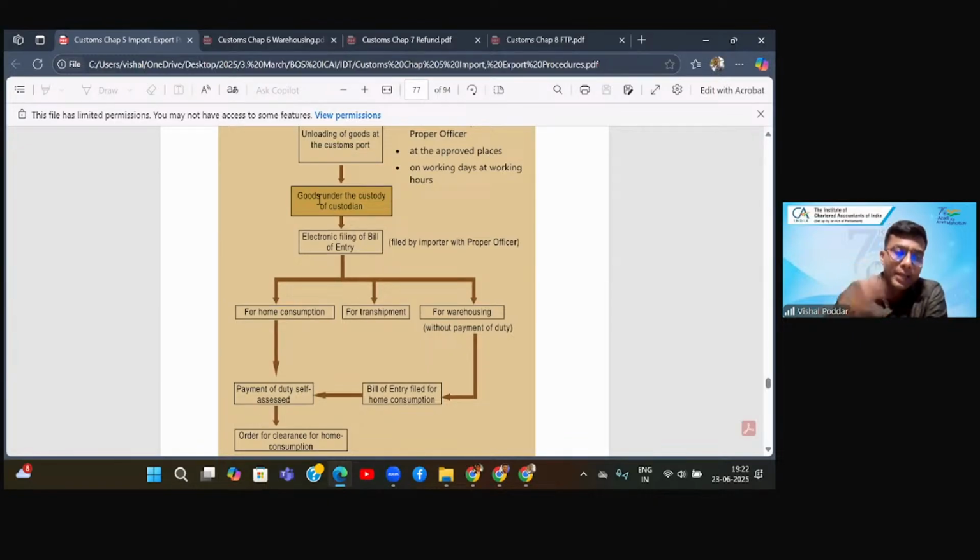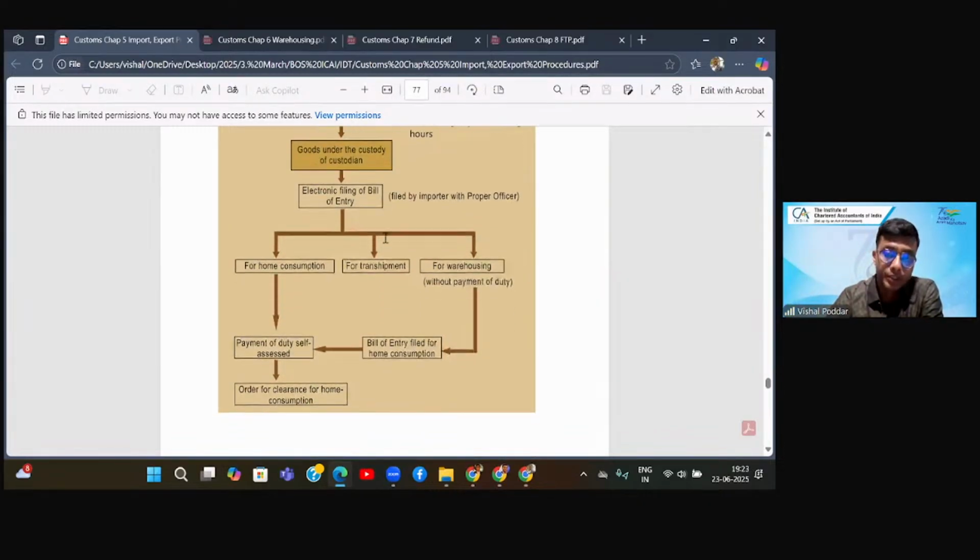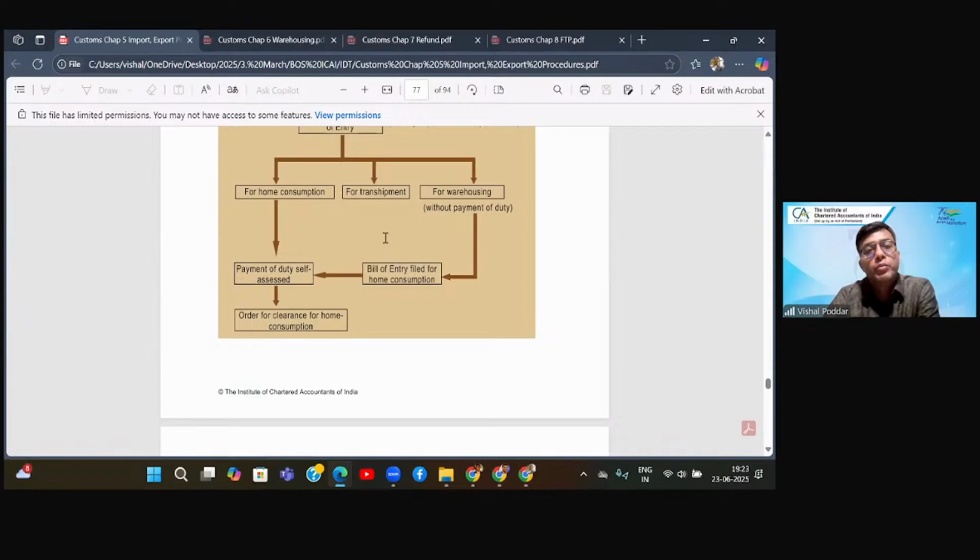Now, as an importer, you want to clear these goods. You want to take the goods, for which purpose you have to follow the procedure of filing the bill of entry. So what you do is you will file the bill of entry as an importer, and this bill of entry will be filed as per the provisions of filing bill of entry given in section 46. Now, there could be different types of bill of entries.